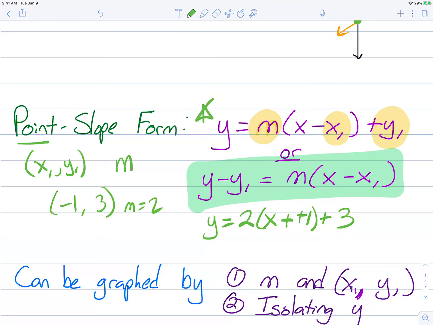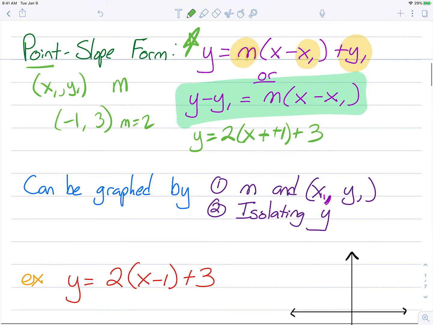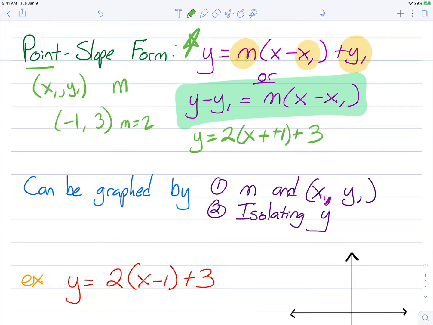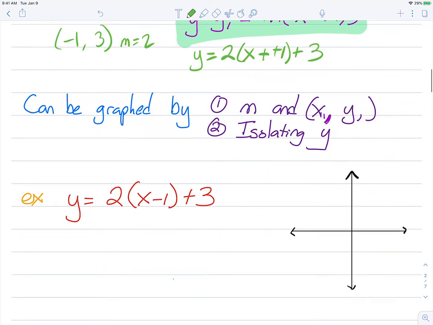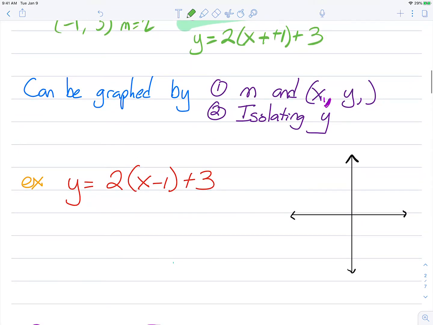I find the original equation a lot more handy. It's a lot easier to use, and you will be seeing other equations in the future, like quadratics and absolute values, that have very similar formatting as y equals m times x minus x sub 1 plus y sub 1. Now, if you're going to graph it, there's a very nice, easy way to graph this because you're given a point and a slope. So one of the ways that you can graph this is to identify the slope and the one point that you are given.